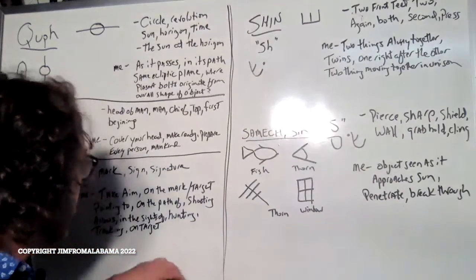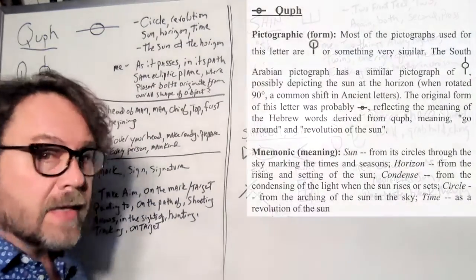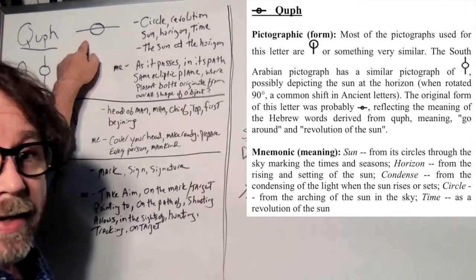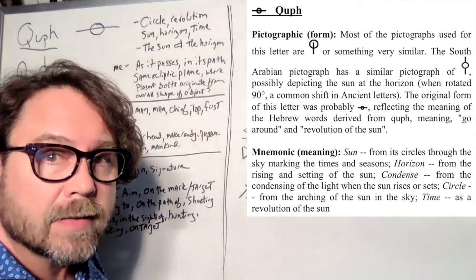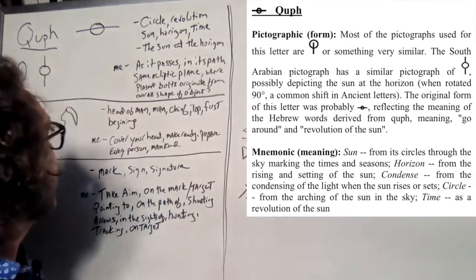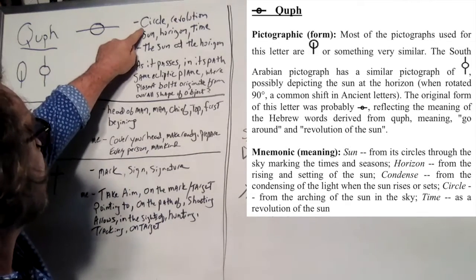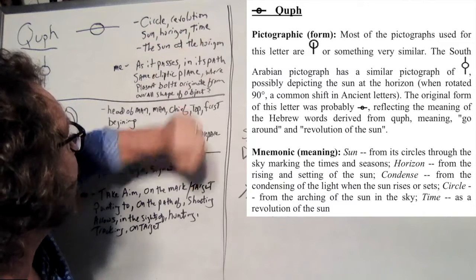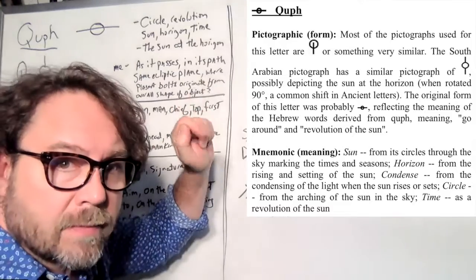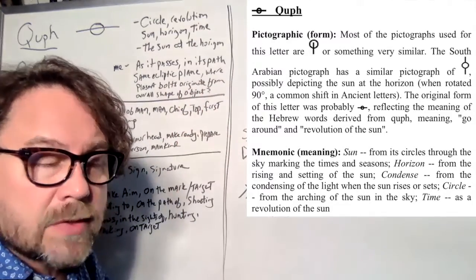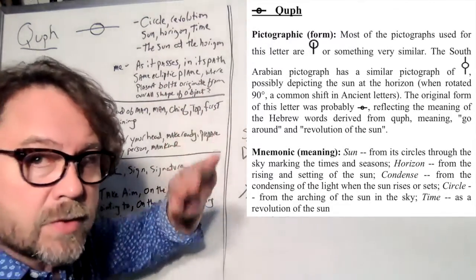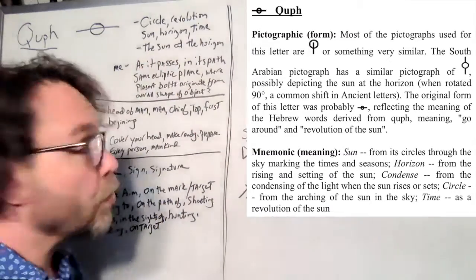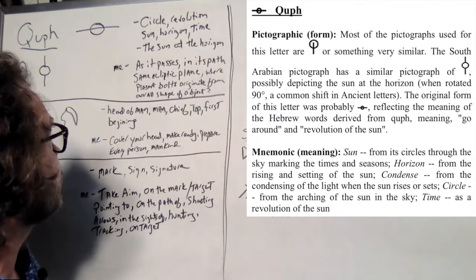Now, the next one that we have is called Quph. Okay, and it looks like that. Okay, circle with a line through it. Okay, and Mr. Benner has that circle, revolution, sun, horizon, time, because the sun goes in a revolution, comes up, goes down, comes up, goes down. The sun at the horizon, okay, at the horizon.